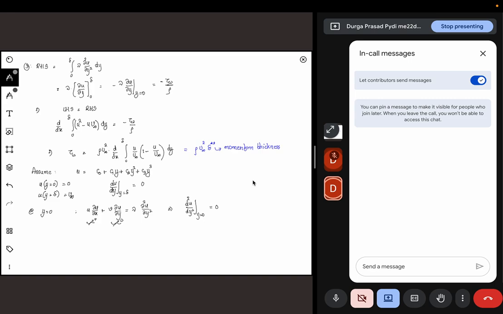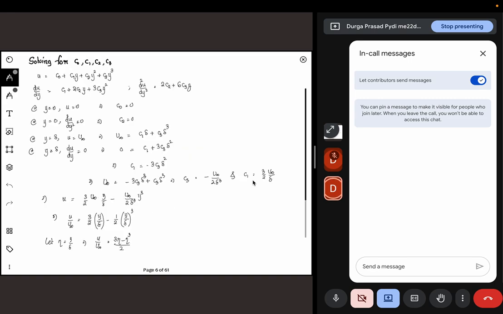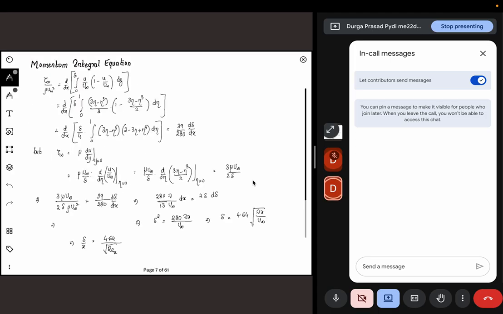We'll be able to find all these constants using these 4 boundary conditions. That's a little bit of algebra that I think you'll be able to do. Once you substitute and solve the equations, this is the final equation I get: u by u infinity is 3 by 2 times y by delta minus half times y by delta cubed. At y equal to 0, this will be 0, and at y equal to delta, this will be equal to 1. So once I have u by u infinity as a function of this, I can substitute it back into the momentum integral equation that I had taken before.